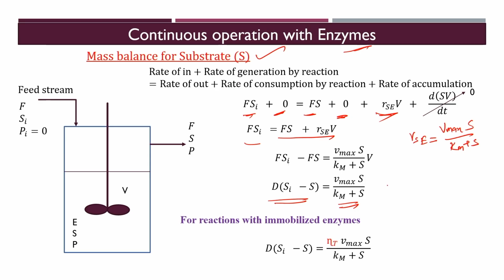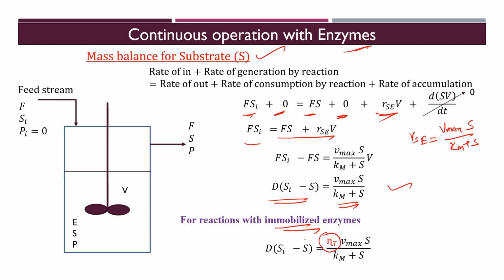So, this is a very simple equation when you have a CSTR with free enzyme. And the moment you involve the immobilized enzyme, the equation will remain the same, only the effectiveness factor term will be added here, which accounts for both external as well as internal mass transfer resistances.